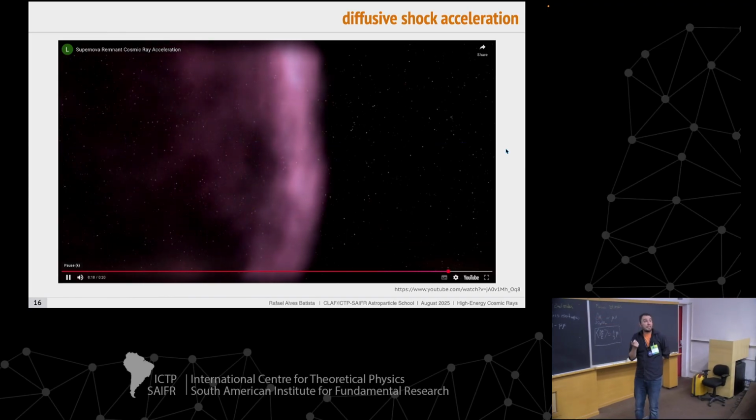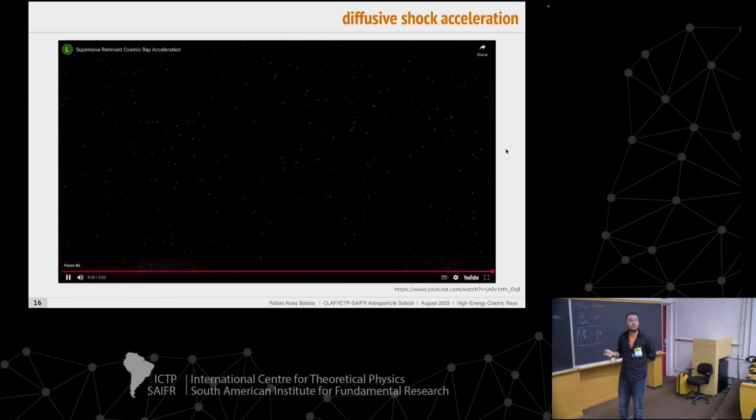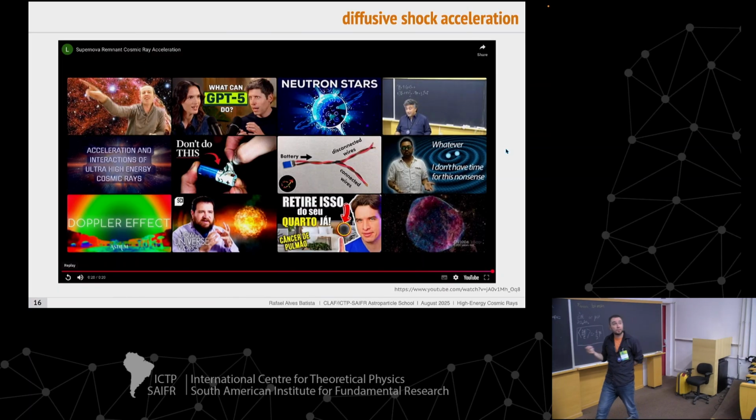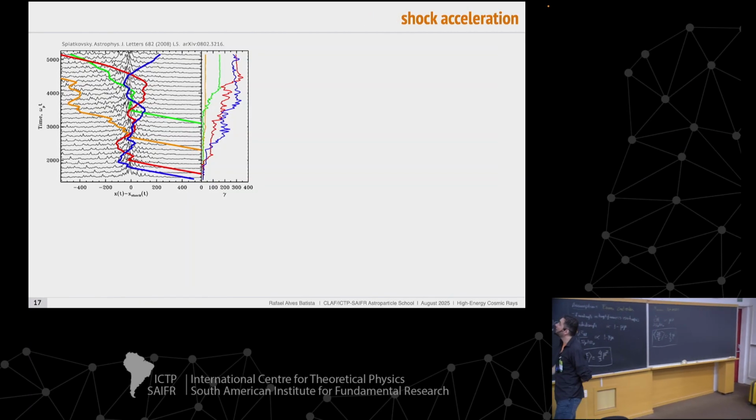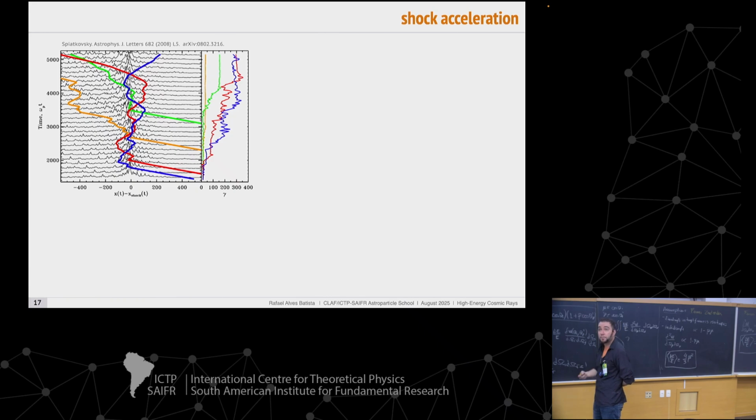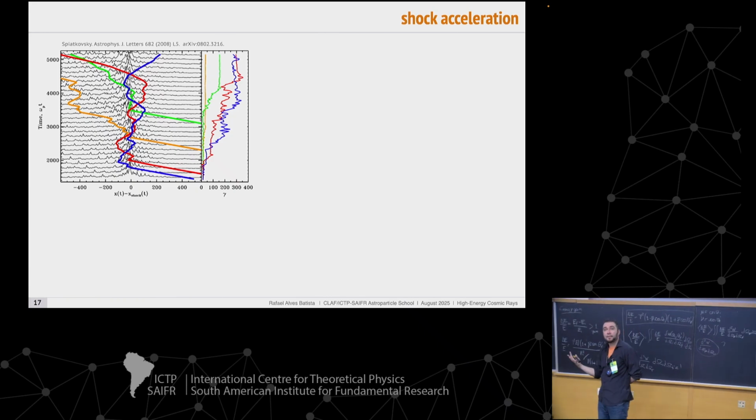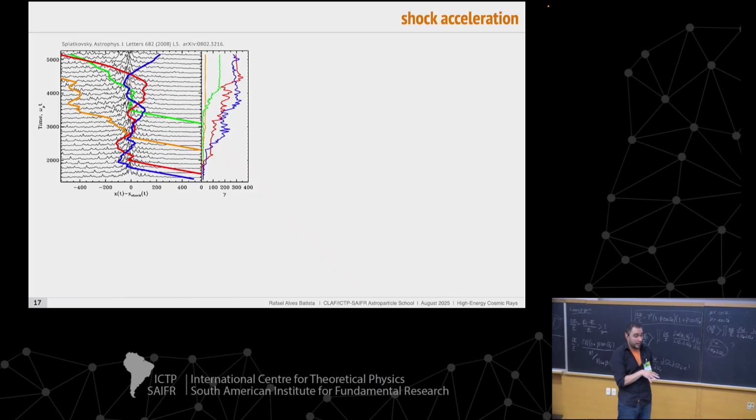And eventually it gains a lot of energy, and there is a non-zero probability that it will just escape. And this probability is determined by the shock conditions. So the material on one side, the material on the other side, and so on. The temperatures, the magnetic field, that's what determines what happens at both sides of the shock. Here it's a work from 2008 by Spitkovsky.